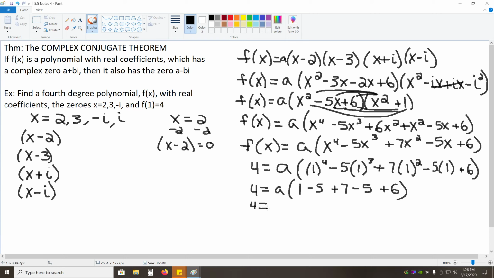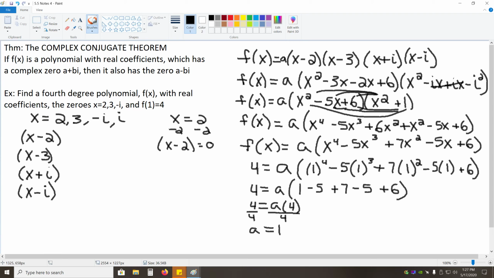We're going to get 4 equals a times 1 minus 5 is negative 4, plus 7 is positive 3, minus 5 is negative 2, plus 6 is positive 4. So 4 equals a times 4. We'll quickly divide each side by 4 to get a equals 1. So that constant that we introduced in the beginning was just a 1. It could have been a 5 or a 20 or a negative 8. It didn't matter, but it ended up just being 1.